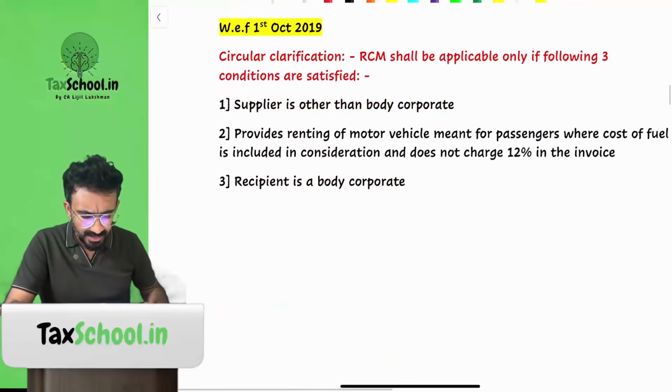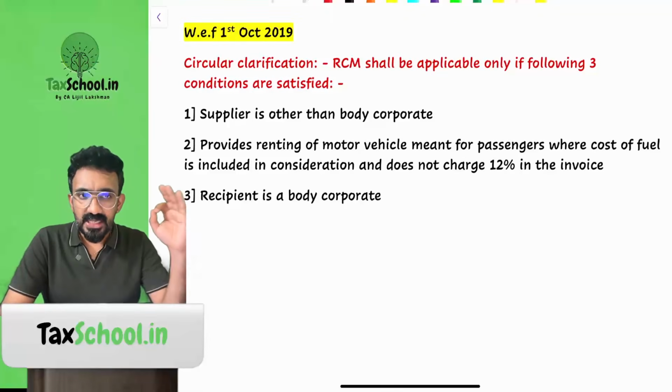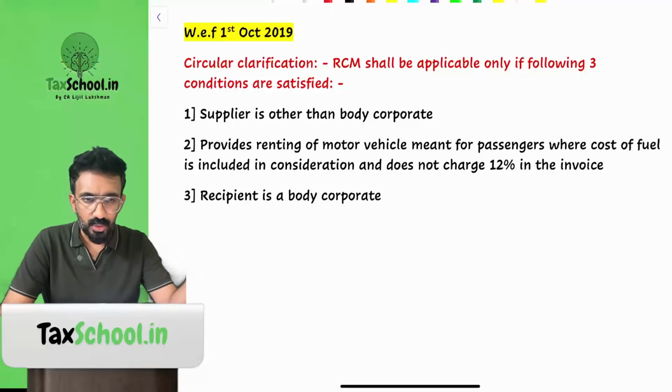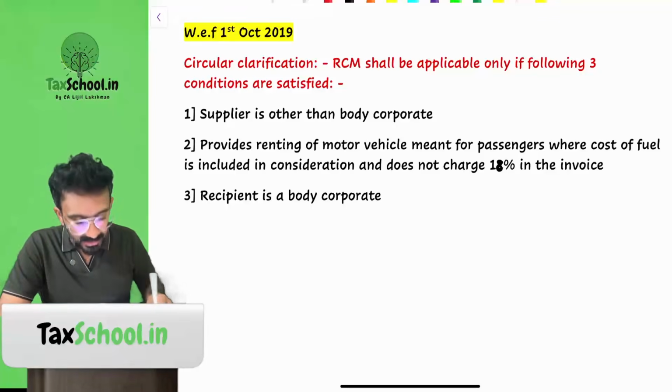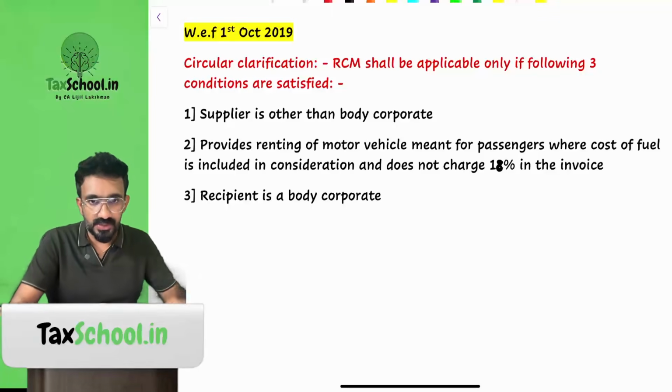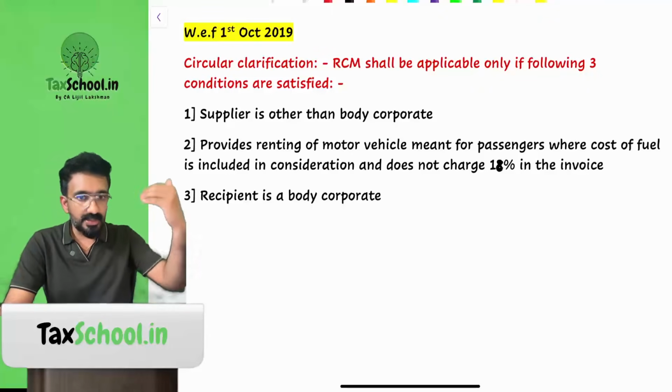That's where I've consolidated the point for you. I said, if three conditions are satisfied, it will be under RCM. One, the supplier is not a body corporate. Two, they're providing renting of motor vehicle for passengers, cost of fuel is part of consideration, and they do not charge 18%, not 12% anymore, 18% on the invoice. Three, the recipient is a body corporate. Supplier is not a body corporate, recipient is a body corporate.